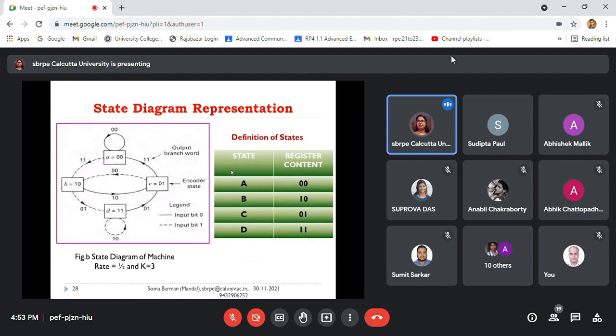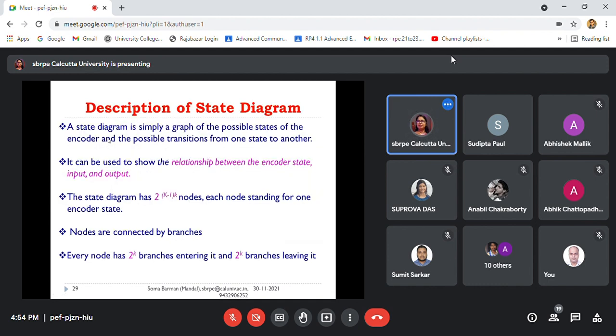So it can also be used to show the relationship between the encoder state, input and output. Because the solid and the dash lines show which input is coming and how it transits from one state to another. This arrow means it transits from one state to another. Also, there is a self loop, so it does not transit to any other state, it remains in the same state. So you can get that idea from the state diagram.